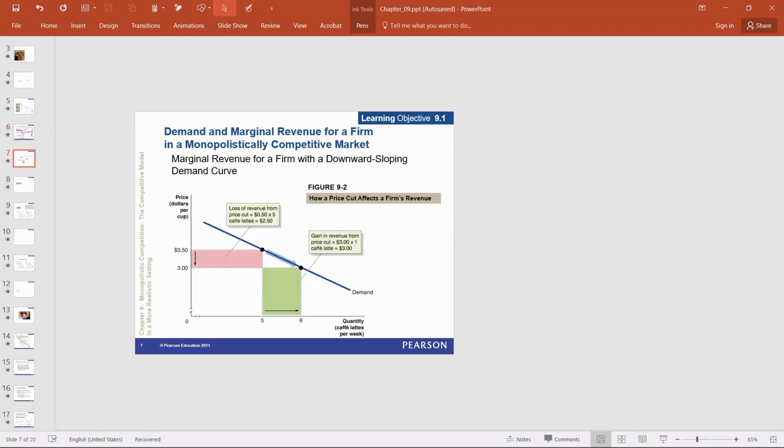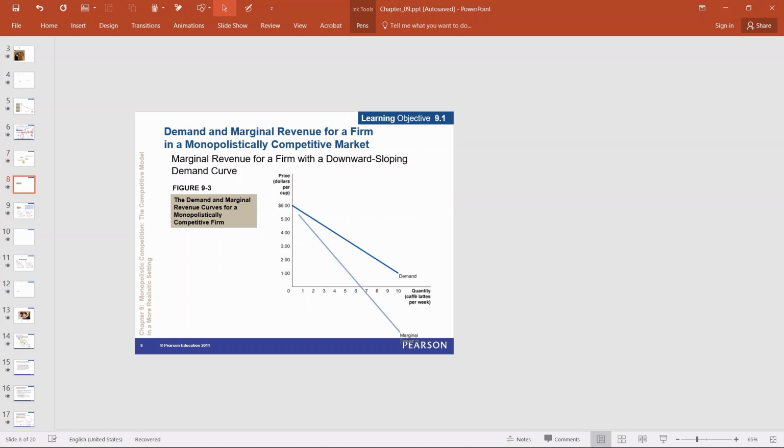This slide just repeats what we have just said regarding the downward sloping curve. And this slide as well repeats what we just explained. Marginal revenue comes below the demand curve or price curve, and the marginal revenue curve is also downward sloping. Go to the next.